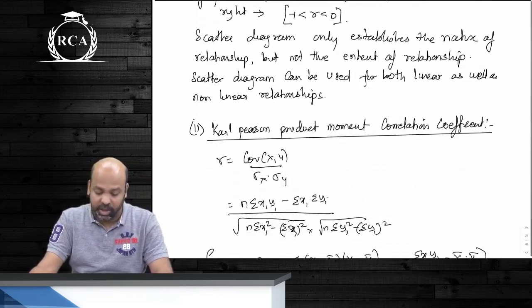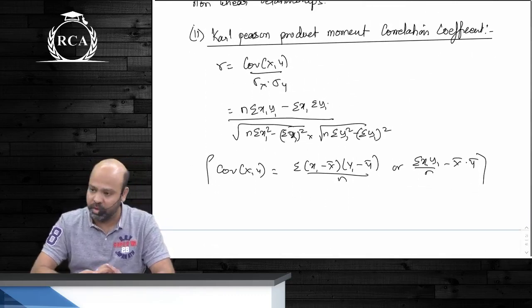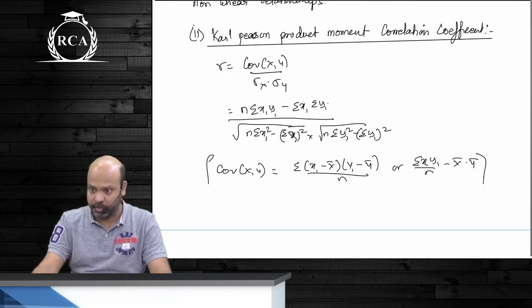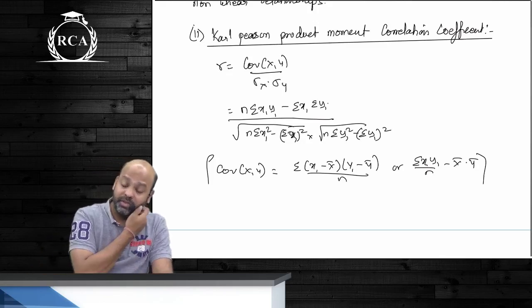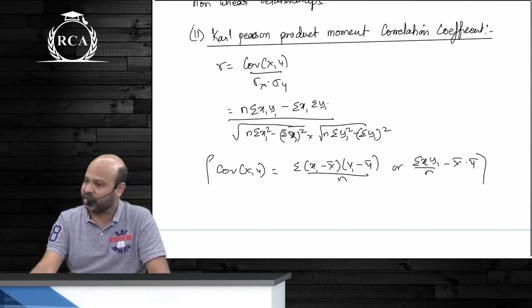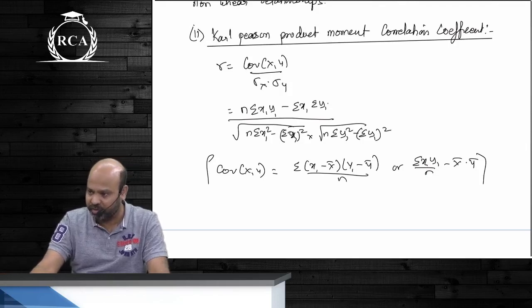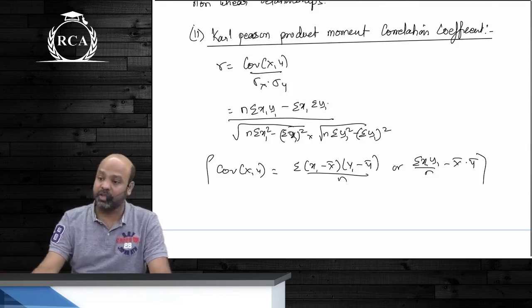The next method that we did was Karl Pearson's product moment correlation coefficient. This is mathematically computed based on all the variables. For this, the first thing that we have understood was covariance. I said standard deviation measures the deviation of one variable. Variance is also measuring deviation of one variable. Covariance measures the combined deviation of two variables.